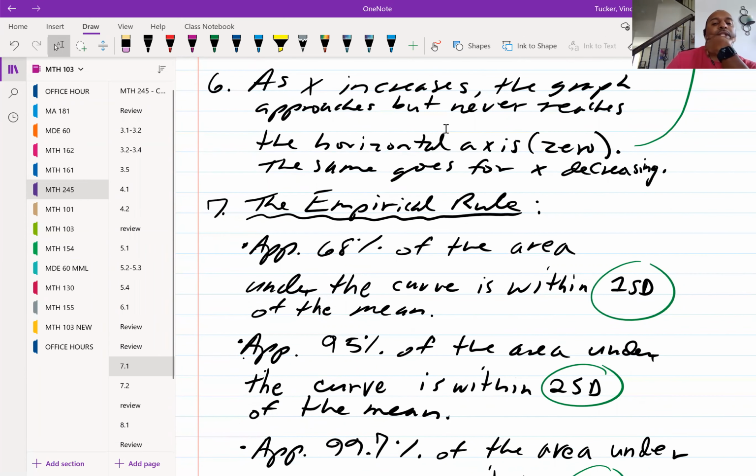So the empirical rule just says that 68% of your data or 68% of the area under the curve is within 1 standard deviation of the mean. 95% of the area under the curve is within 2 standard deviations, and then 99.7% is within 3 standard deviations. Yep, empirical rules still apply. Yep, same empirical rule.